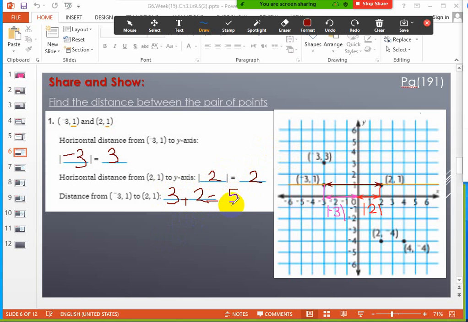Okay, and you can check whether your answer is correct from this. Look at those 2 points and count the units: 1, 2, 3, 4, 5. You have 5 units between them on the horizontal line. That means your answer is correct. It's 5 units.